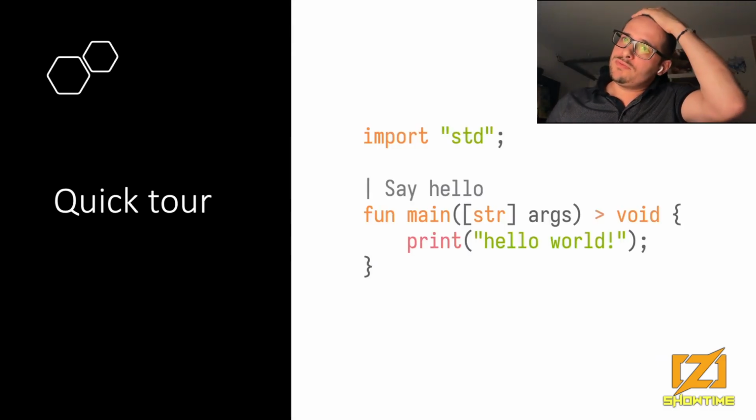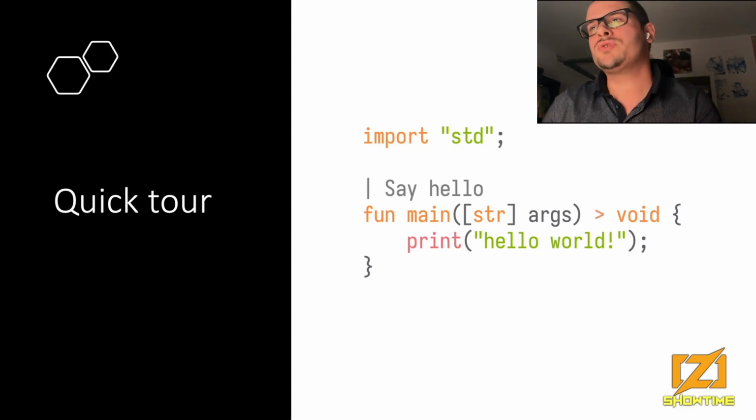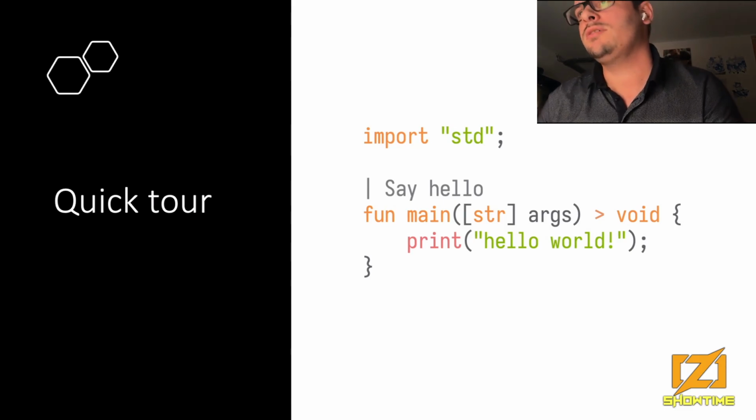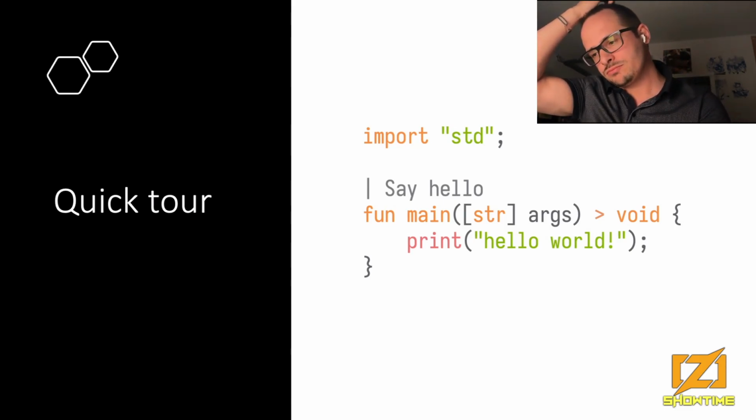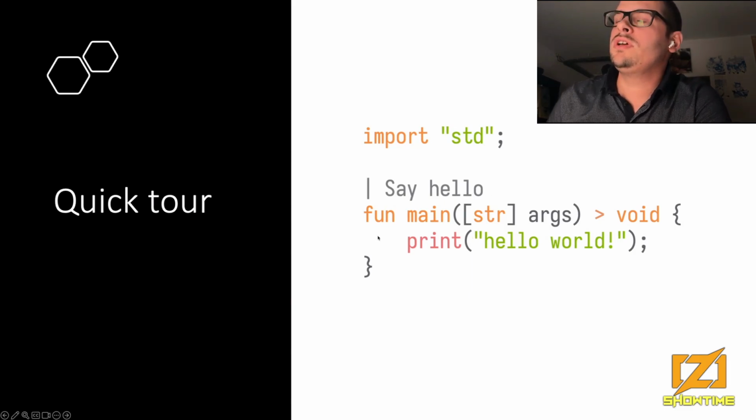So let's have a quick tour of the language. There's quite a lot to cover, so I'm going to go pretty fast on each feature. If I'm going too fast or if it's not clear, you can ask a question and I'll answer it at the end. So here you have a sample. You have the famous hello world. It's pretty straightforward. You have the main function, which is the entry point of the script, and you're printing hello world.